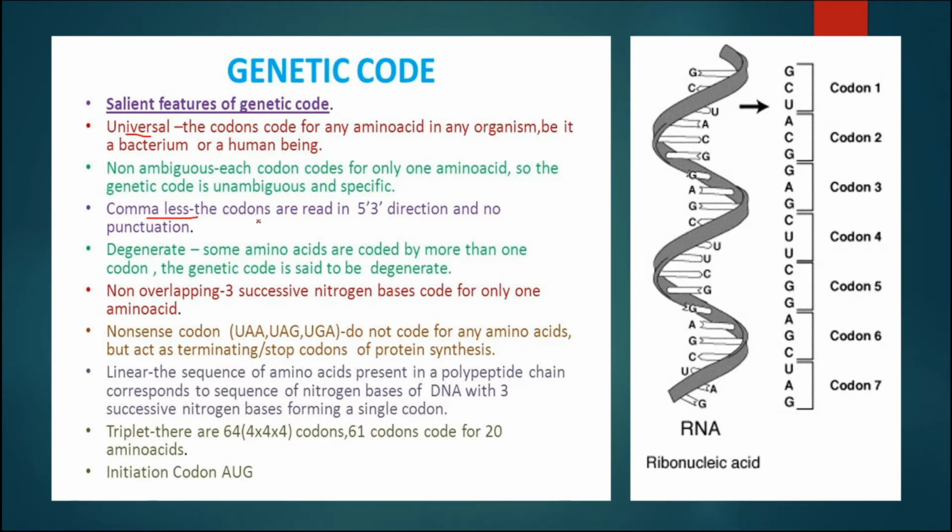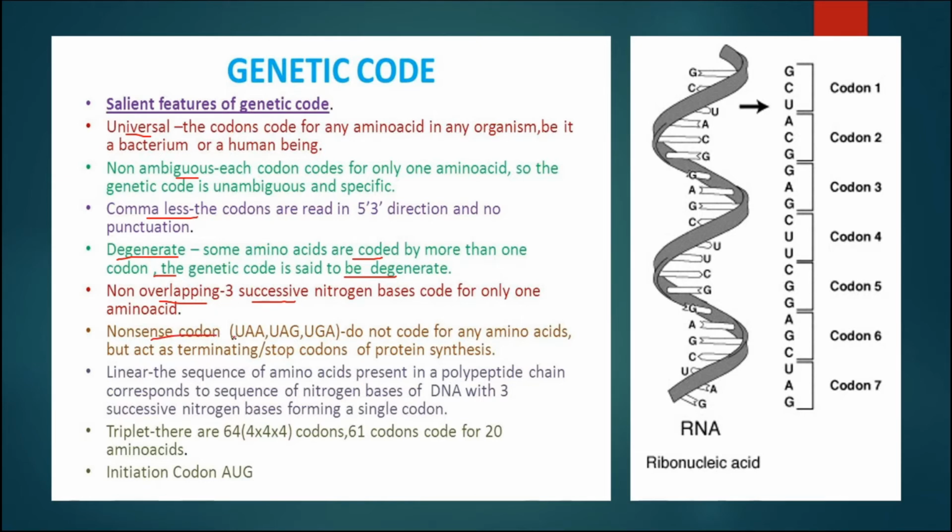Now commaless means the codons are read in the 5 to 3 direction without punctuation, no comma is there. So 3 bases will be read at a time. Now degenerate is just the opposite of this point. Some amino acids can be coded by more than one codon, but no single codon will code for more than one amino acid. That's why the genetic code is known as degenerate. Non-overlapping means 3 successive nitrogenous bases will code for one amino acid, and then the other 3 successive nitrogenous bases will code for another amino acid. There is no overlapping between them.